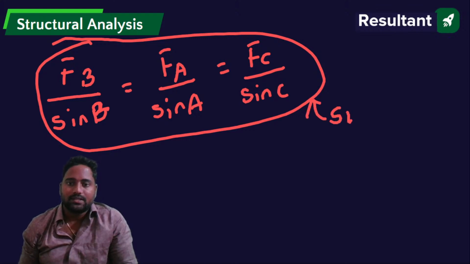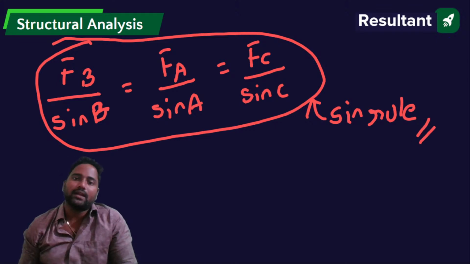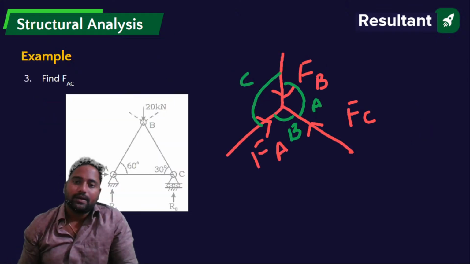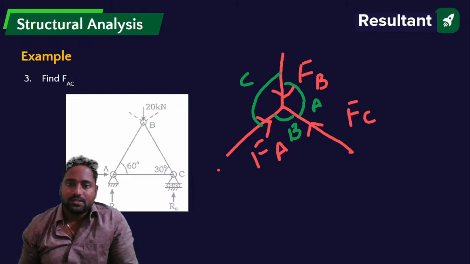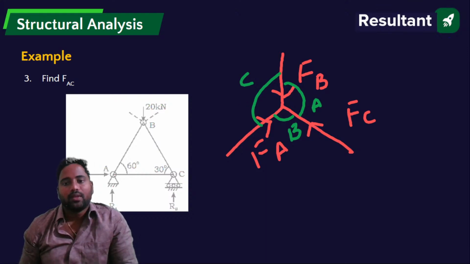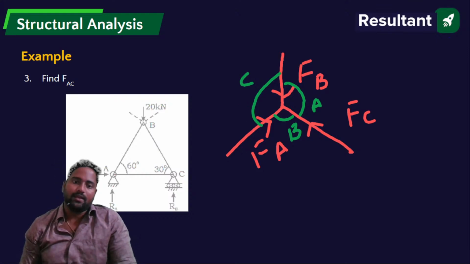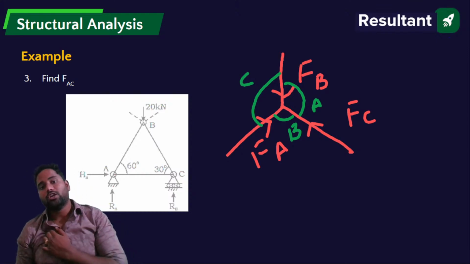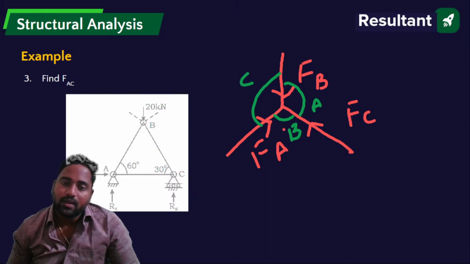This is sine rule. If three members or three forces are acting at a joint, and this is FB, FA, opposite to B is angle B, opposite to force A is angle A, opposite to force C is angle C, then you can write FB upon sin B equals to FC upon sin C equals to FA upon sin A. Fine. This is how you try to find out forces.